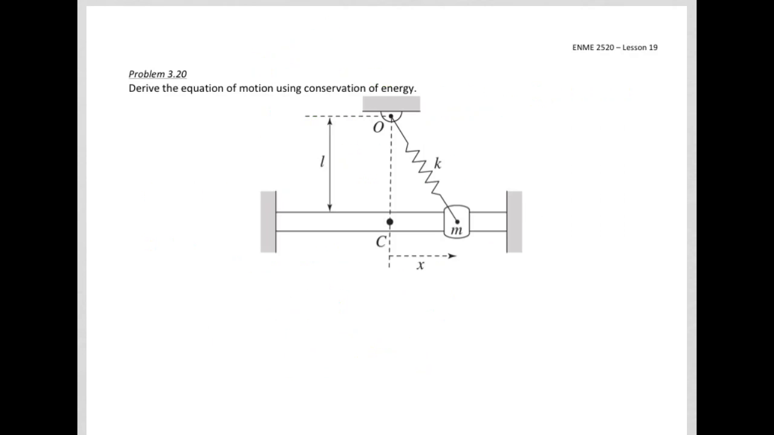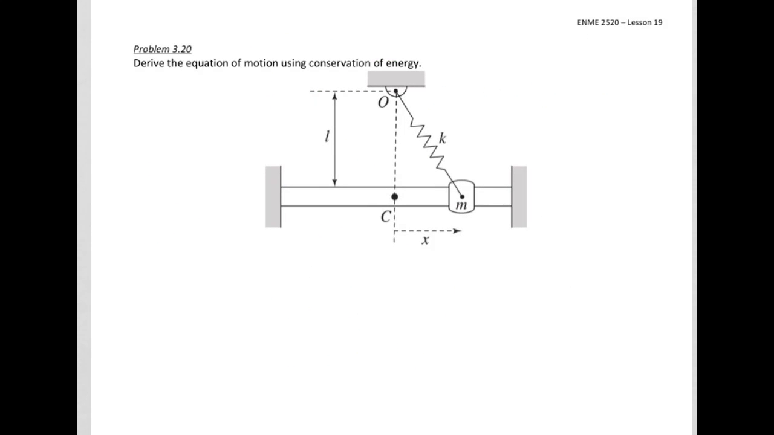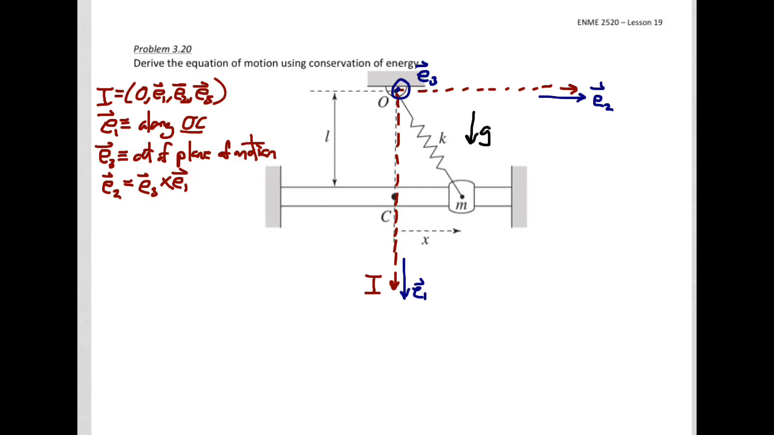So let's move on and let's do one more example. This is a system that we've seen before. We did it in problem 320 in the book. And in problem 320 we derived, in part B of that, the equation of motion using Newton's second law. And so this time let's derive the equation of motion using conservation of energy. Let's apply an inertial reference frame. And so here we have our reference frame I, which has an origin at point O. We have E1, that's along OC, and then E3 out of the plane of motion, and then E2, which is the cross product of E3 and E1.